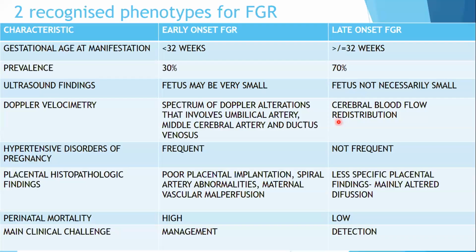And then when we look at the cerebral blood flow, when we look at the Doppler velocimetry, we find that cerebral blood flow may be the only thing that is abnormal with redistribution, plus or minus sometimes a little bit of derangement in the umbilical artery Dopplers. And then often these patients may actually be normotensive up until the end of pregnancy.